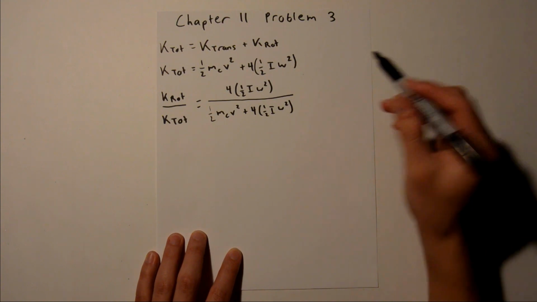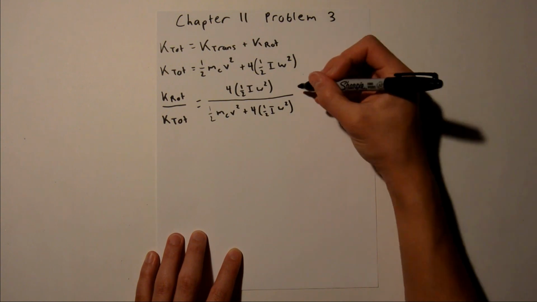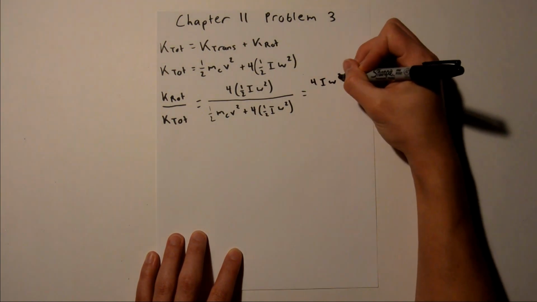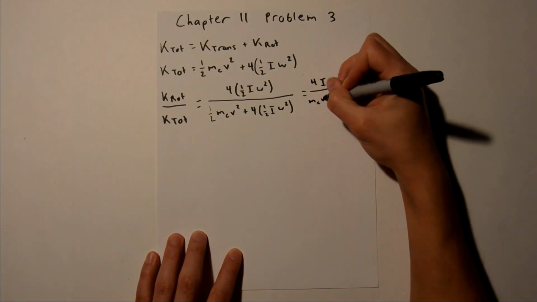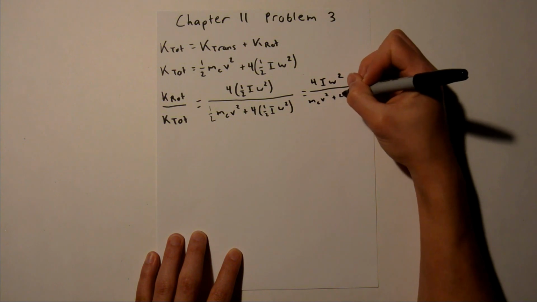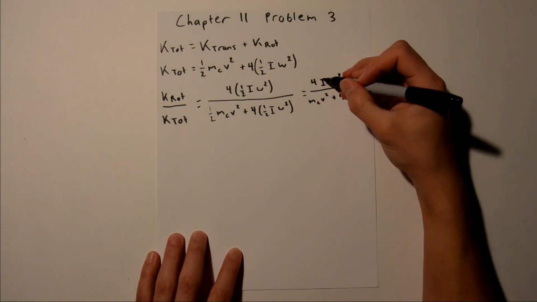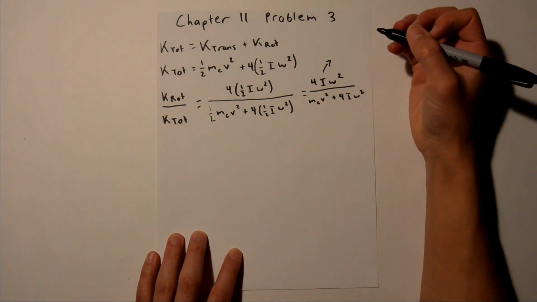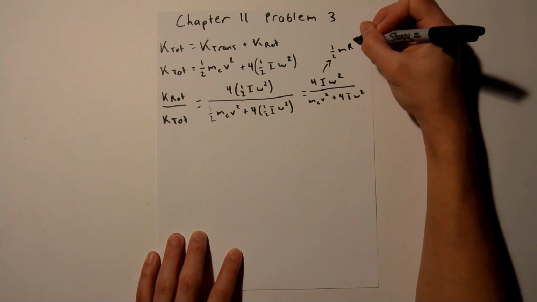And if you see, we actually have a 1/2 in every single term, so we can cross all those out. And this will be equal to 4 I omega squared over m_c v squared plus 4 I omega squared. And the inertia for a uniform disk is 1/2 m r squared.